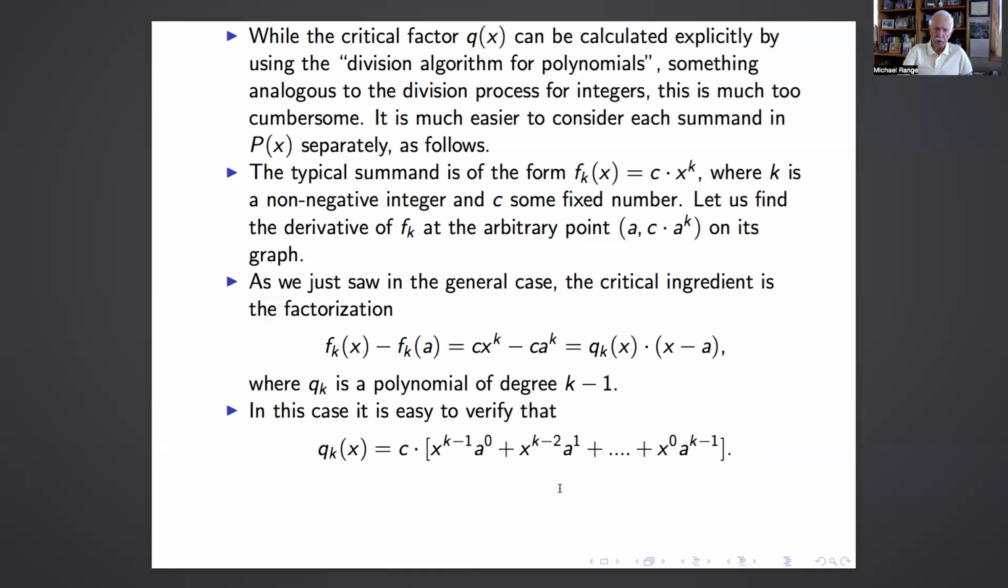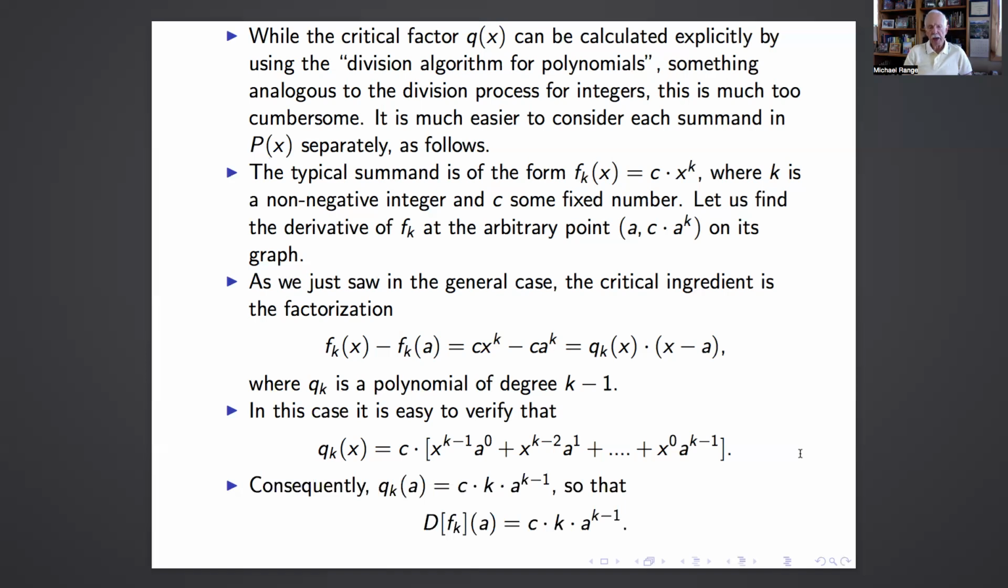This generalizes what we have in case k is equal to 2, because then this is just x times 1, and this is 1 times a. So x plus a, which is what we had before. So consequently, q sub x is equal to a.